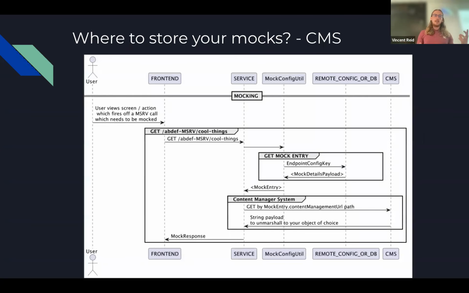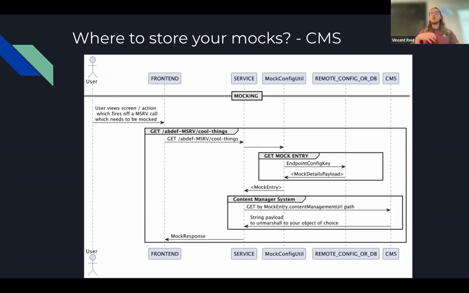So let's look again at a diagram. I think it plays it out nicely. Very similar to the last one. The key difference is ultimately where we are getting that payload from, right? So again, user's viewing the screen, we're invoking a service. The service is asking the mock util, hey, which permutation is relevant to my user? And then ultimately we take that mock entry, but specifically the content management URL on that mock entry object, and we fire it off using a service wrapper.